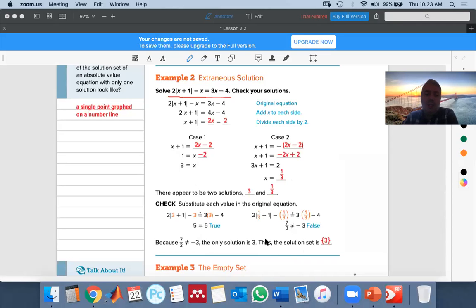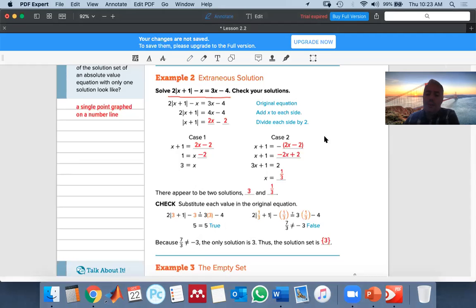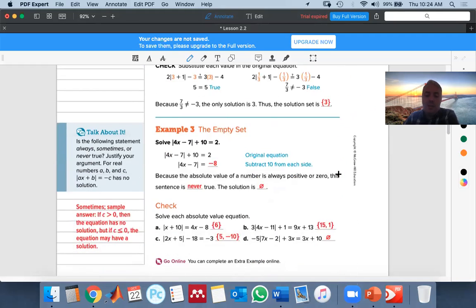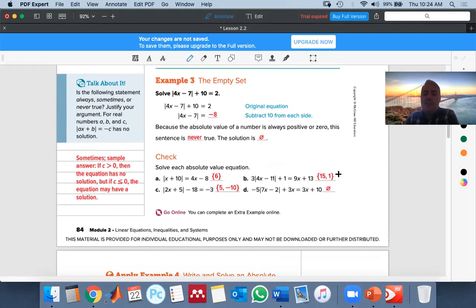We should know this. What about the graph? The graph is simple. On the number line we will draw. Where is 3? Let's say here. That's it. Okay, finished. Now, example 3.